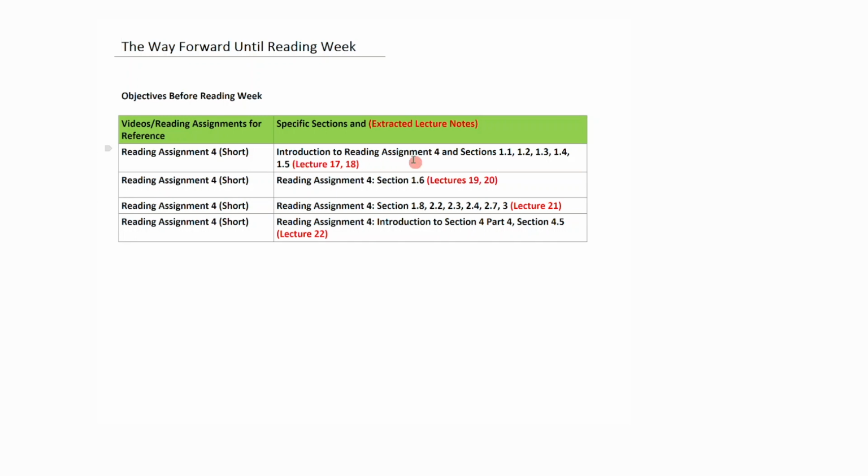For instance, here, if you look at sections 1.1 through 1.5, this more or less is the contents of lectures 17 to 18, which are the extracted set of notes that you need to go through. Section 1.6 of Reading Assignment 4 is broken up into 2 separate lectures. So lectures 19 and 20 are the ones that you'll need to look at. Sections 1.8, 2.2, 3, 4, 2.7, are lecture 21. And then Reading Assignment 4, Introduction to Section 4, Part 4, and Section 4.5 constitute Lecture 22. And this is taking us up until reading week.